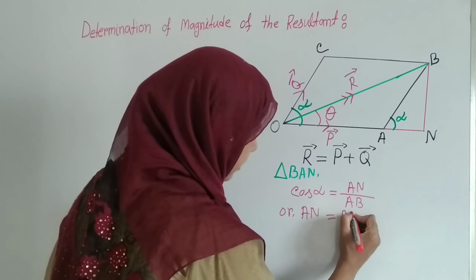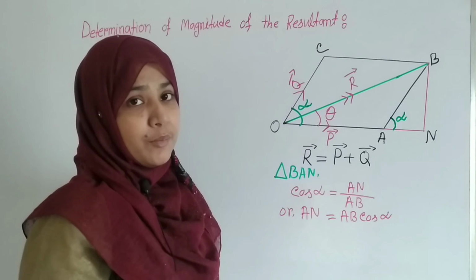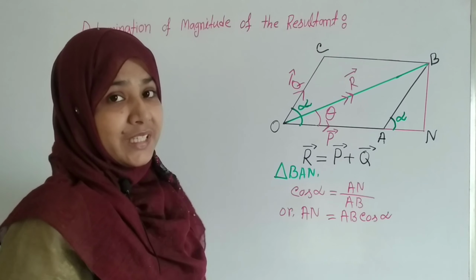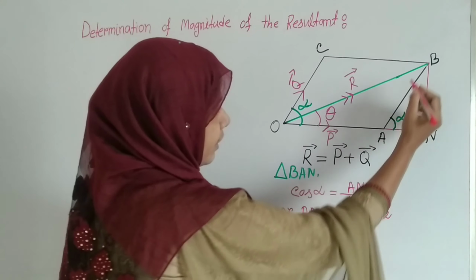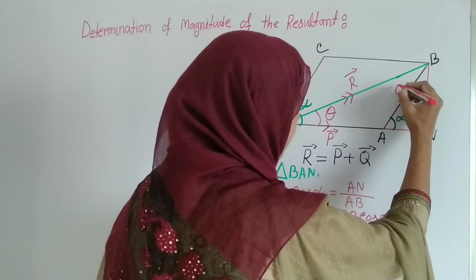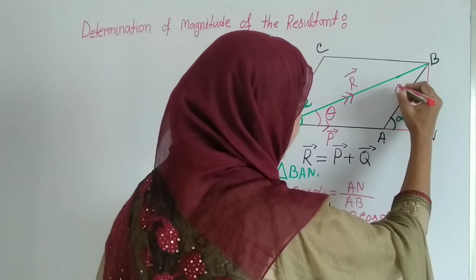Here you can see that AB is parallel to OC, and from the definition of a parallelogram we know that the opposite sides of a parallelogram are equal to each other. That means if OC represents the vector Q, then AB also represents the vector Q. So we can write that AN equals Q cos alpha.